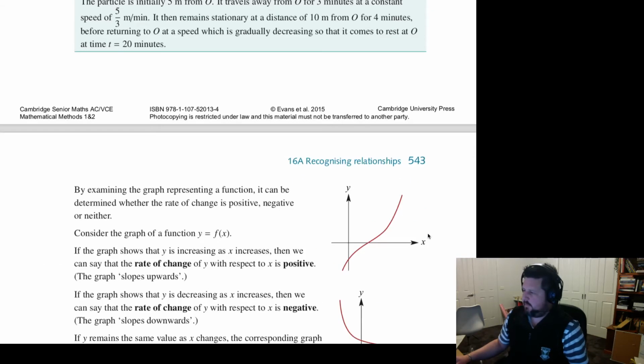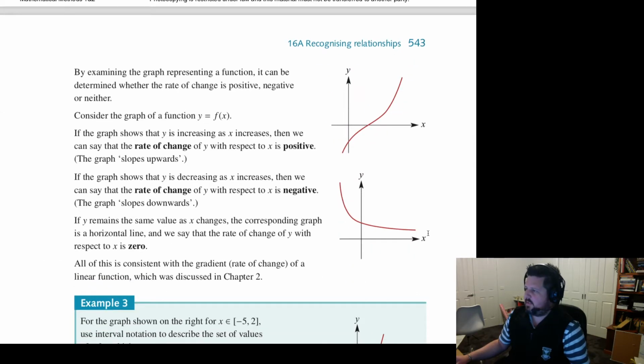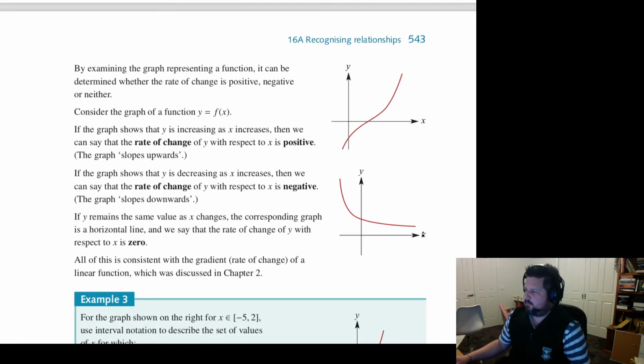Cool. Now, what you need to know about this exercise is the following. It says if a graph shows that y is increasing as x increases, then we can say that the rate of change of y with respect to x is positive. That is, the graph slopes upwards. So here you can see this is going in a positive direction. It's going up, and it's going up here. Positive direction, it's increasing.